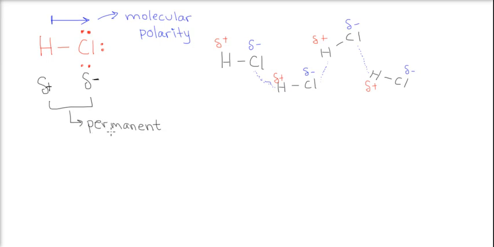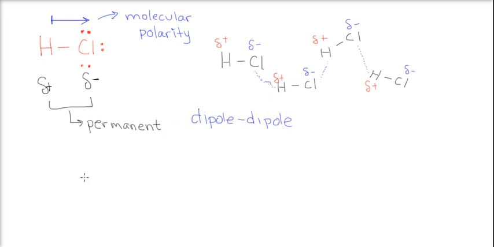Unlike a London dispersion force, where the dipole only exists for a fraction of time, and therefore the attraction only exists for a fraction of time, here, because the dipoles are permanent, the attractions are always there. So they're always present. And so because they're always present, the attractions are that much stronger. So this is an example of a dipole-dipole force that exists between polar molecules.